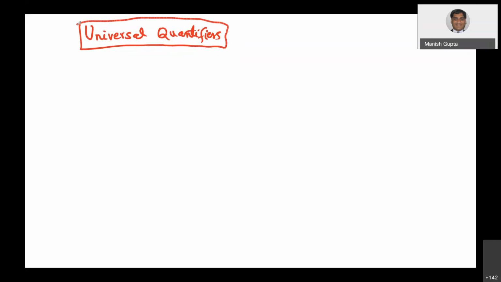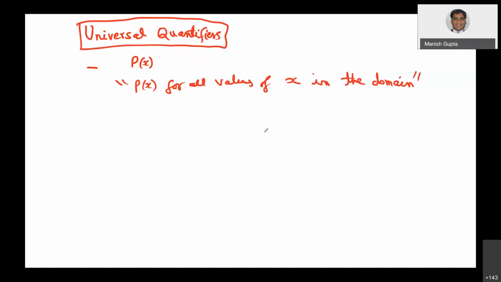So what are these universal quantifiers? Okay, so I can write it down. The universal quantification of Px, suppose Px is our variable statement, is the statement that Px for all values of x in the domain. Okay, so this is the universal quantifier. The notation for this is for every x, Px. So for every is nothing but a universal quantifier.